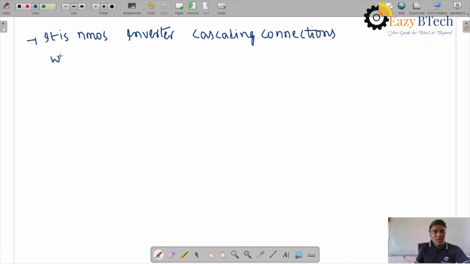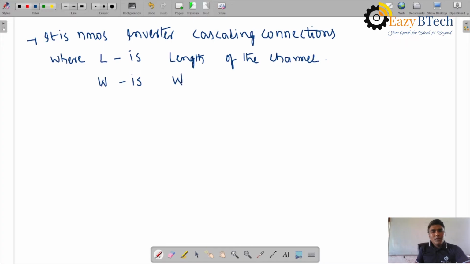L is to W, where L is the length of the channel and W is the width of the polysilicon. Right? Length cannot be changed.